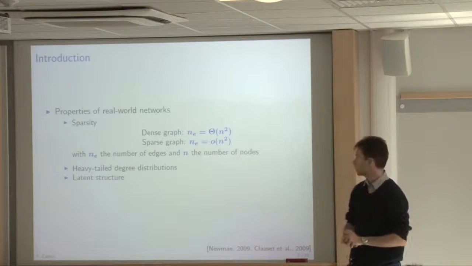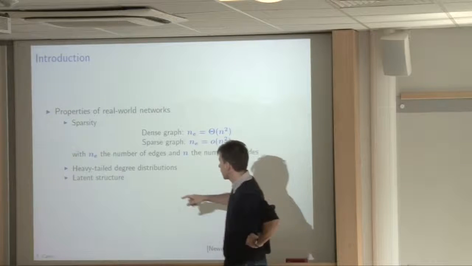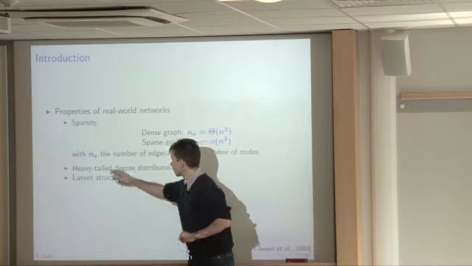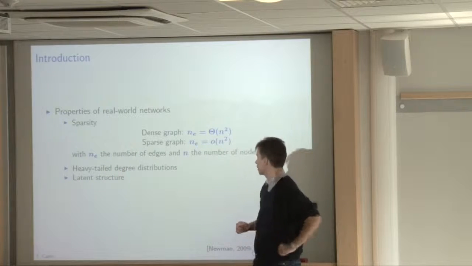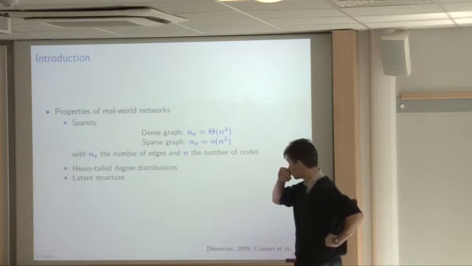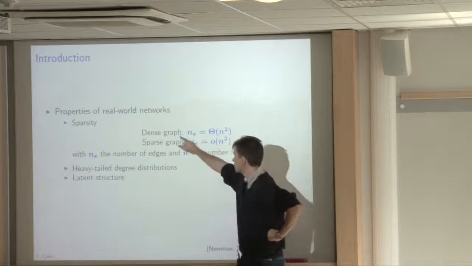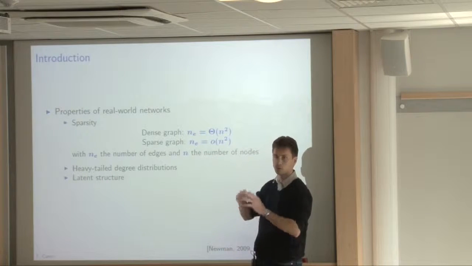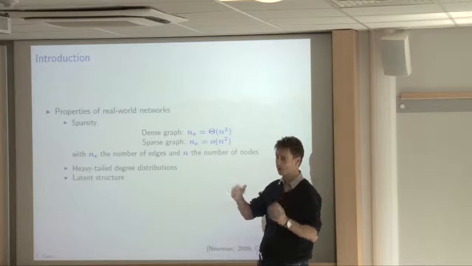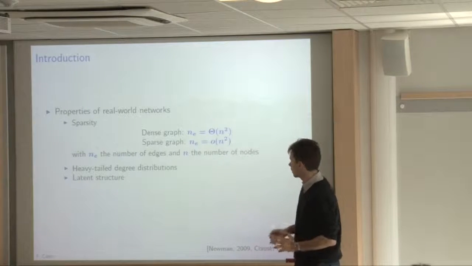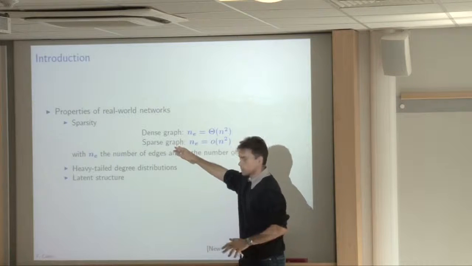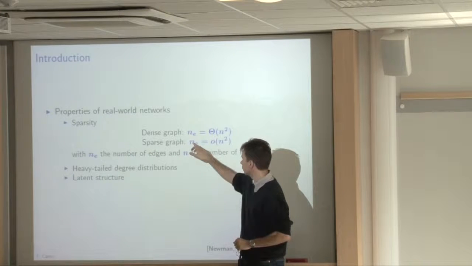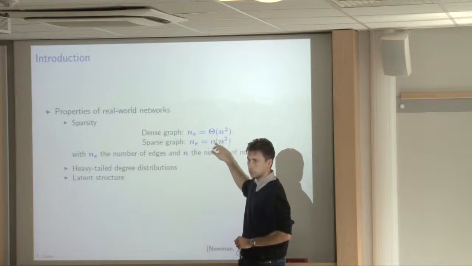So what is the definition of sparsity? So if I write NE, think from now about a simple graph. NE is the number of edges in the network, and N is the number of nodes. So we call a graph dense if the number of edges scales quadratically with the number of nodes. So it grows basically at the same rate as the maximum number of connections. There may be different definitions of a sparse graph, but what I will call a sparse graph is basically a graph which is not dense, where the number of edges grows subquadratically with the number of nodes.